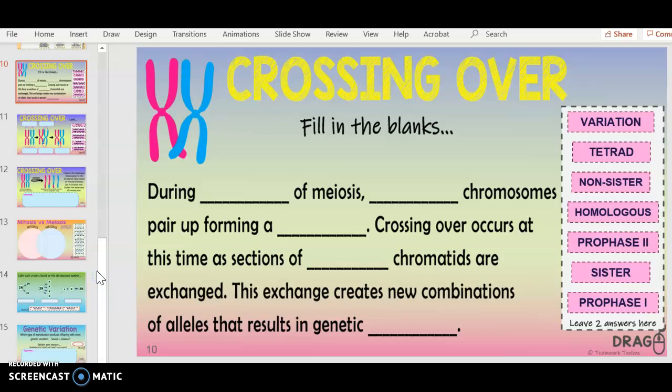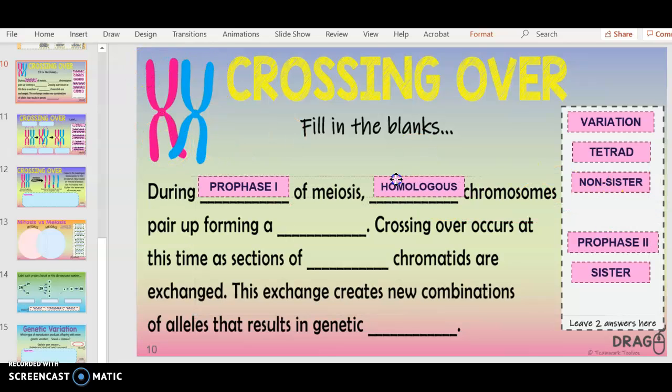So during blank of meiosis, this is when crossing over is occurring, and this occurs right at the beginning of meiosis, so that is prophase 1. During prophase 1 of meiosis, blank chromosomes pair up. Well, what are these guys to each other? They're the same size, same shape, same traits. They are homologous. Homologous chromosomes pair up forming a... there's another word for this because there's 1, 2, 3, 4 chromatids there actually. That is called a tetrad when those homologous chromosomes come near each other.